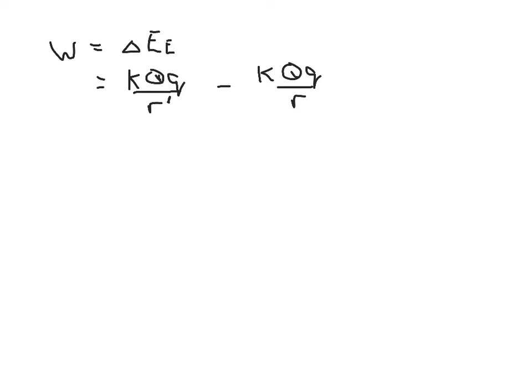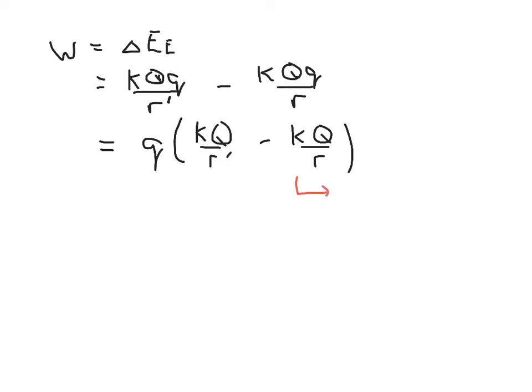If you look at those two terms, they have a little bit in common. I'm going to factor out just one of the q's. Then we're left with kq over the second r minus kq over the first r. I'm doing it this way because kq over r is often referred to as electric potential. So what we've just shown is that work is equal to the charge that's being moved multiplied by the change in electric potential, sometimes called electric potential difference. So work is q times the change in volts.